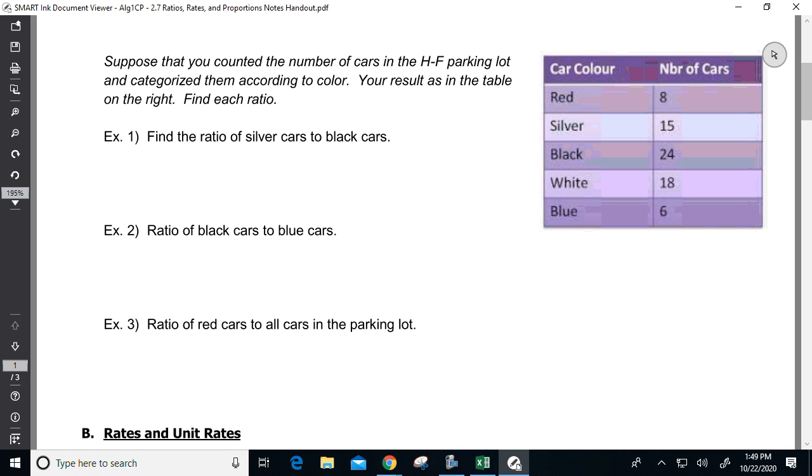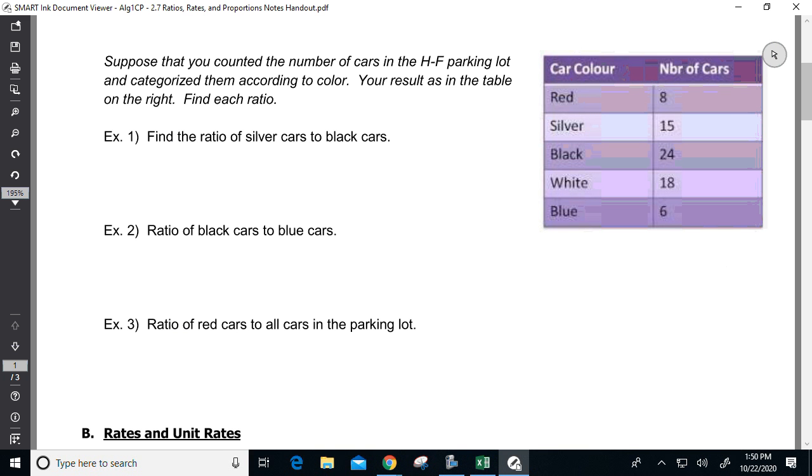So, for this problem, suppose that you counted the number of cars in the HF parking lot and categorized them according to color. The result is in the table on the right. Find each ratio. So, we compare them in the order that they gave it to us. We compare them in the order that they were given.